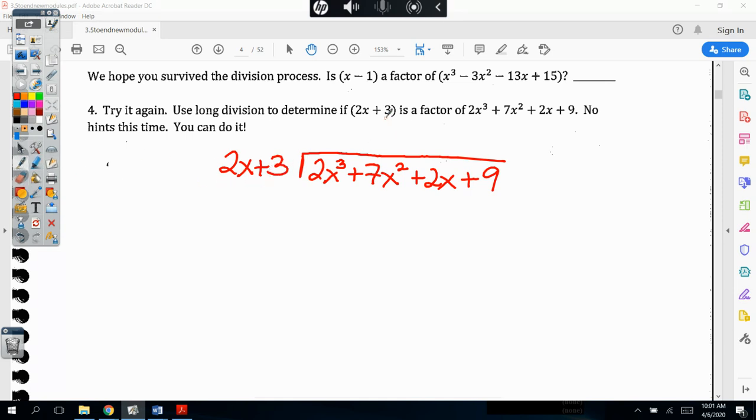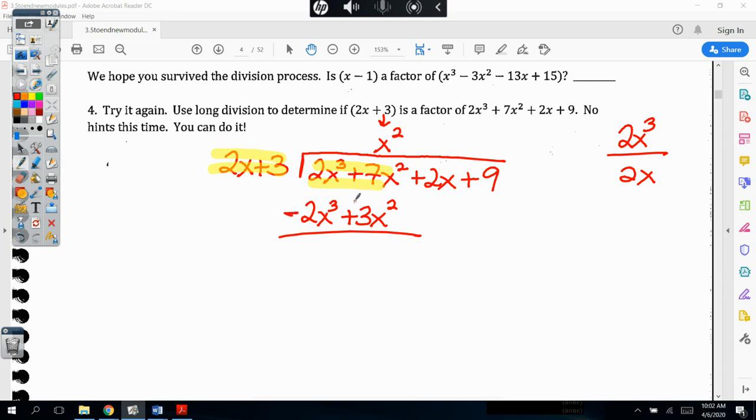There are 2 pieces, so we're going to start 2 in right there, and we're just going to check the first 2 with the first 2. So how many times does 2x go into 2x cubed? 2x cubed divided by 2x is just x squared. Multiply or distribute down: 2x cubed plus 3x squared.